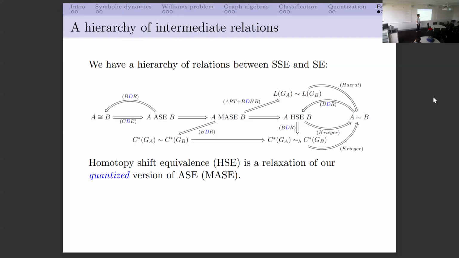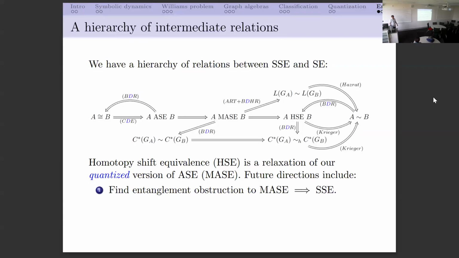potential obstruction. So if I wanted to show that shift equivalence implies strong shift equivalence, I would have to go back through some of these arrows, right? What is the obstruction here, from this passage to this passage? I've now made the picture a little clearer, in the sense that if I wanted to find an obstruction for strong shift equivalence while merely assuming shift equivalence, I can try to see if I can find an obstruction to reverting these two arrows instead. Homotopy shift equivalence is a relaxation of this quantized version of aligned shift equivalence, as I told you. And so let me just conclude with a few future directions.